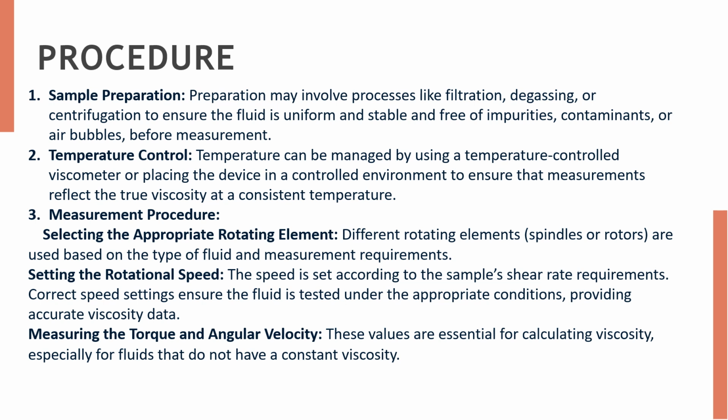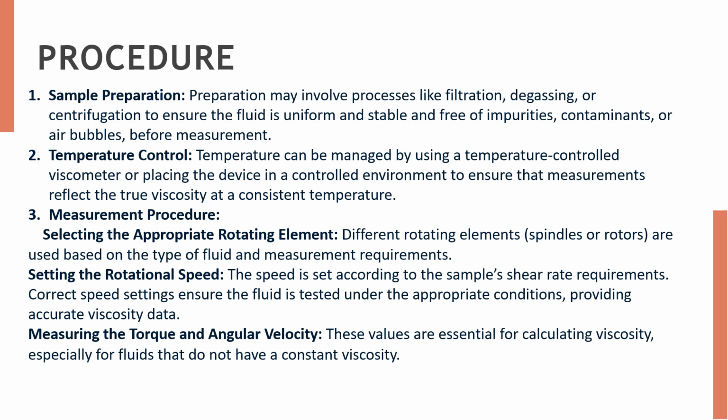Next is the measurement procedure. In that, first we have to select the appropriate rotating element. As I discussed before, rotating elements can be selected based on the type of sample we are using and the measurement requirements. For this, we have to go through the literature available for the rotational viscometers and the spindles which we are using. Next, we have to set the rotational speed. The speed is set according to the sample shear rate requirements. Correct speed setting ensures that the fluid is tested under appropriate conditions, providing accurate viscosity data.